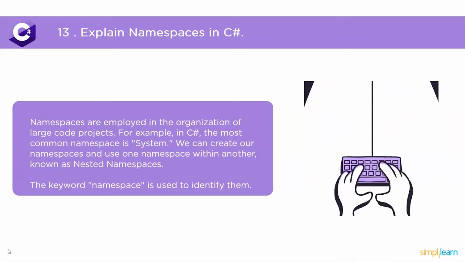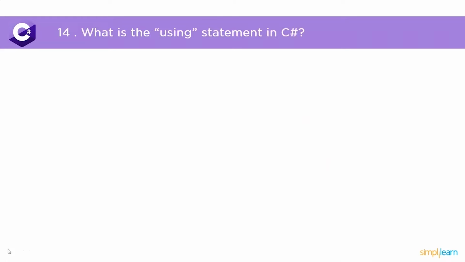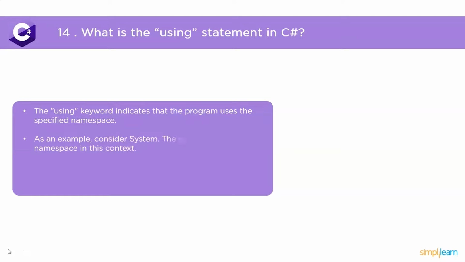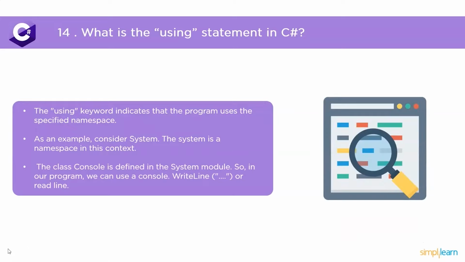Following the C# interview questions and answers, the next question is, what is the using statement? The answer for this question is, the using keyword indicates the program uses the specified namespace. As an example, consider system. The system is a namespace in this context. The class console is defined in the system module. So in our program, we can use console write line and read line.